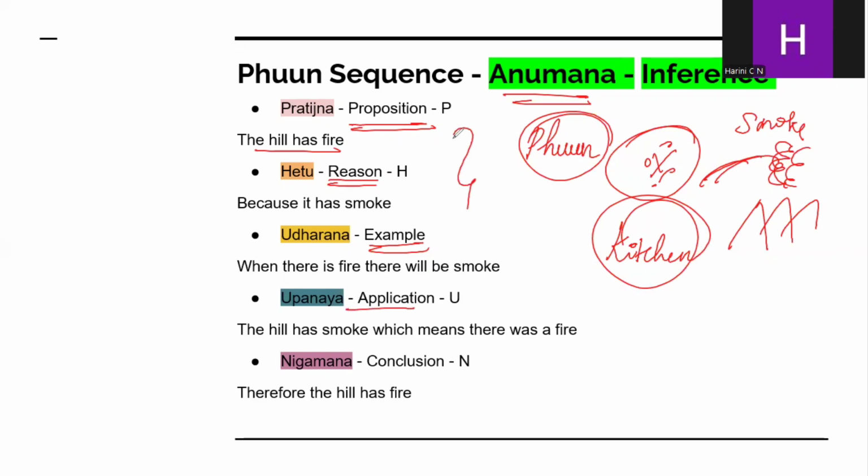Upanaya is application. Whatever you have known in these steps, you're going to put it into application. The hill has smoke, which means there is a fire. Anything that has a fire causes smoke. So here the hill has smoke, which means there was a fire. And Nigamana is the conclusion part. Conclusion is, therefore, I'm concluding that the hill has fire. These are the five simple steps in how we are going to infer. Moving on.